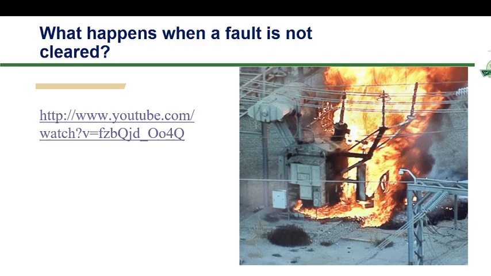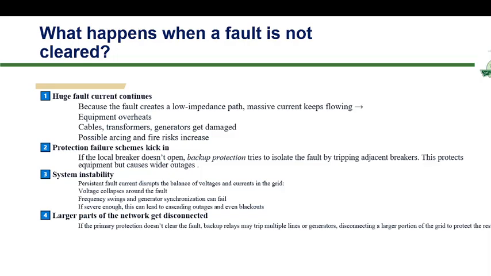All right, you can see here a video regarding what happened when a fault cannot be cleared. I cannot show it here in the online session, so later you can see this video. I also faced a similar event when I was working in a petrochemical company, very dangerous, and all faults should be cleared very fast in the system.